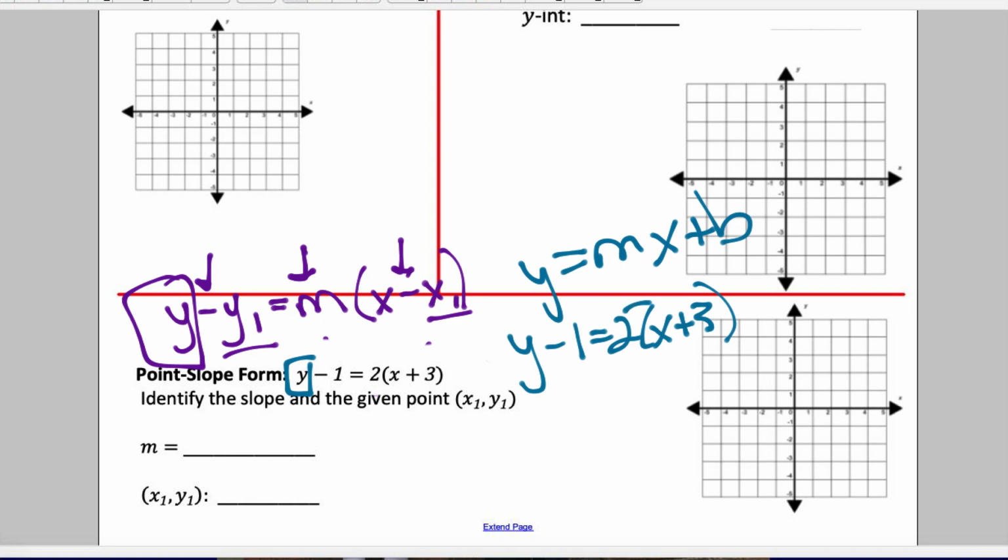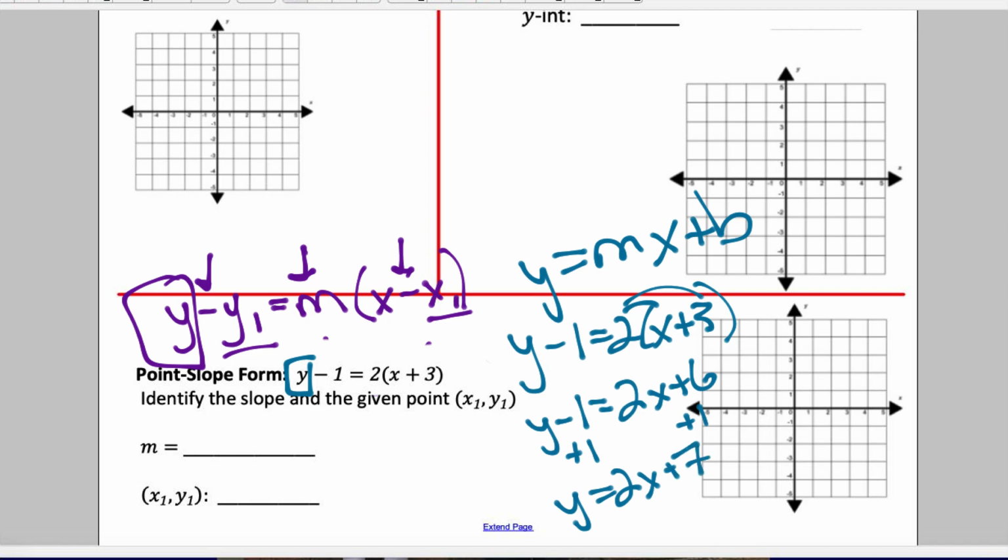So I'm going to need to distribute the 2 over. So I get y minus 1 equals 2x plus 6. And then if I add 1, I'll get y equals 2x plus 7. So it's not really difficult math going on here. But now I have this, and this is the exact same thing as my slope-intercept form, right?